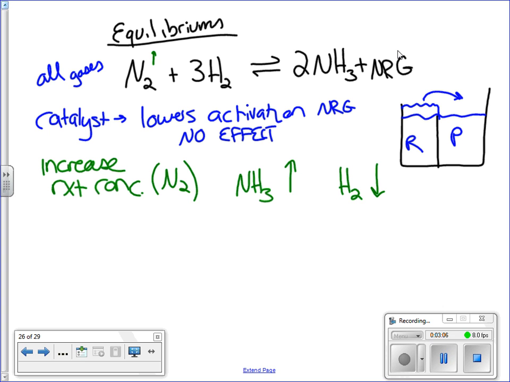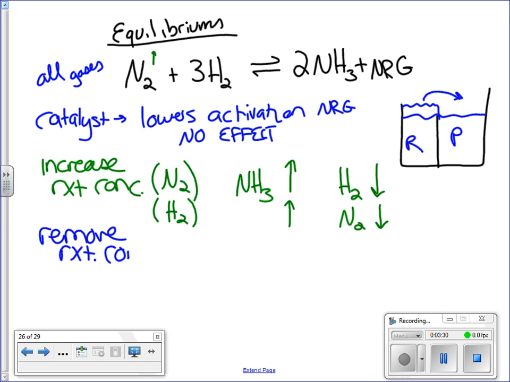If I increase, for example, the concentration of H2, my NH3 would still increase, and my N2 would be used up, and it would decrease. Okay? What happens if I remove a reactant concentration? I'll do this in a different color because it goes the opposite way. If I lower its concentration, instead of the arrow up by nitrogen, I'm going to put the arrow down, and decrease my nitrogen concentration. Well, let's go back to this water analogy.